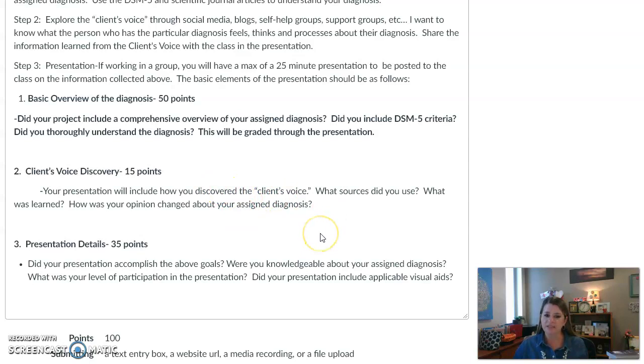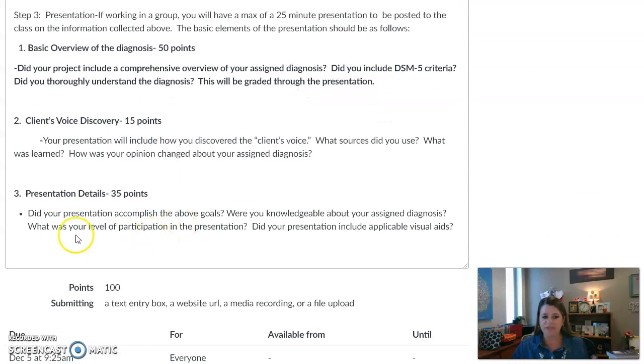Then you need that client's voice piece. Again, this might be a video clip. If you are working in a group, you might want to do a skit to show what it's like to live with that diagnosis. There's a lot of creativity that is allowed in this client's voice discovery. And then, of course, the details.